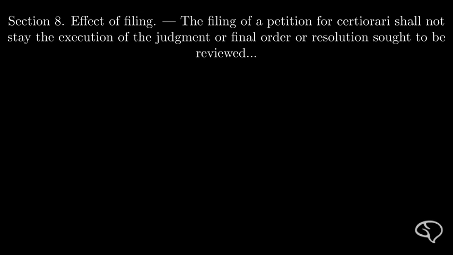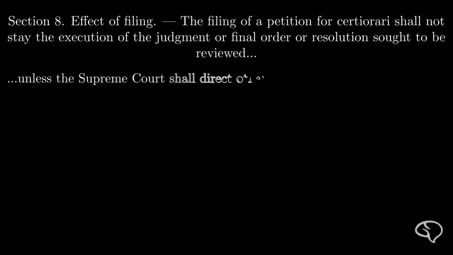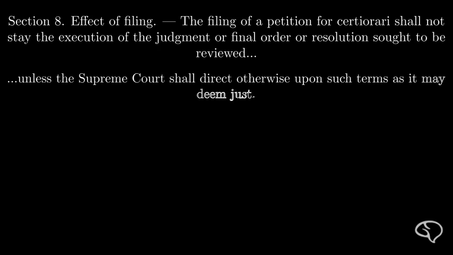The only way to stop the execution is if the Supreme Court issues a temporary restraining order, or TRO, or a writ of preliminary injunction. The rule says the Supreme Court must direct otherwise upon such terms as it may deem just. This means you must specifically ask the court for a TRO or injunction, and the court has the discretion to grant it, usually after the respondents have filed their comments.